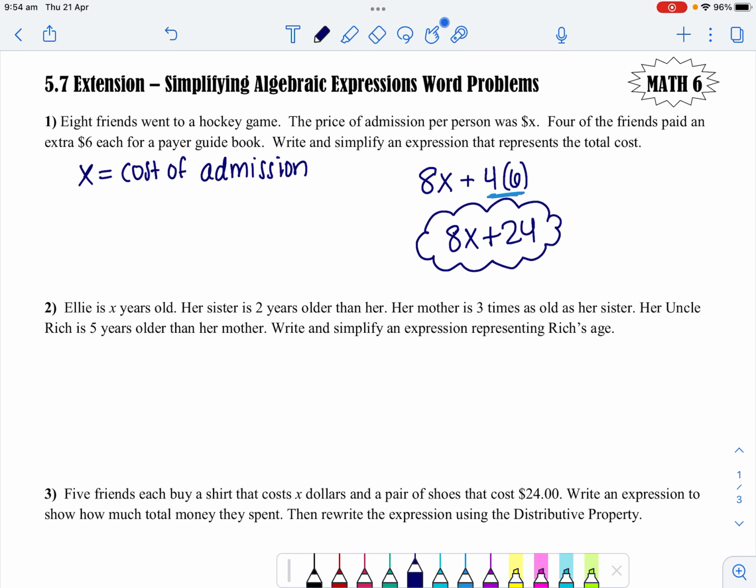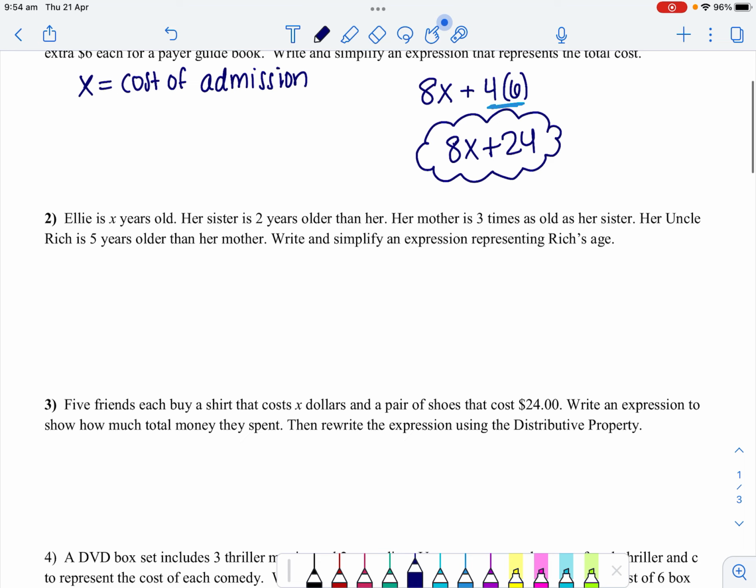Number 2 says Ellie is X years old. So I'm going to say X is Ellie's age. Then it says her sister is 2 years older than her. Well, older is going to be plus. So I'm going to say X plus 2 is her sister. And I'm going to label each expression as I write it.